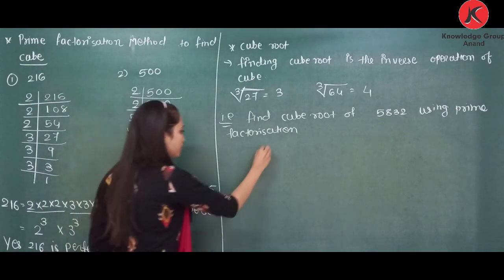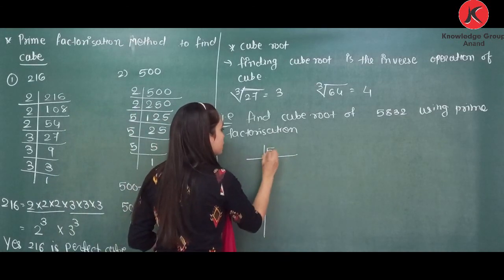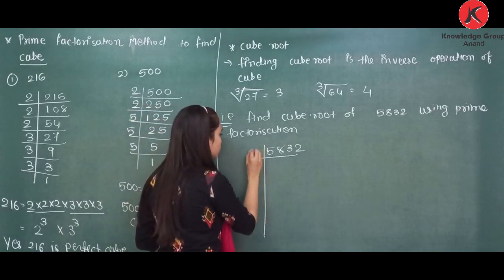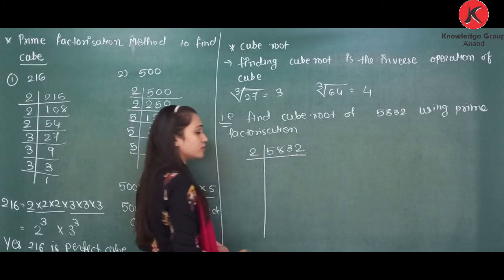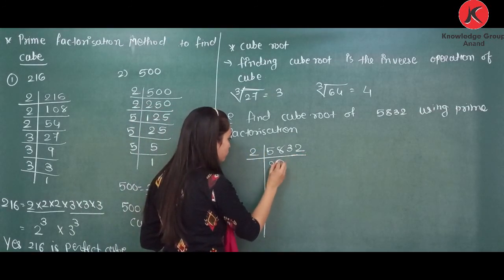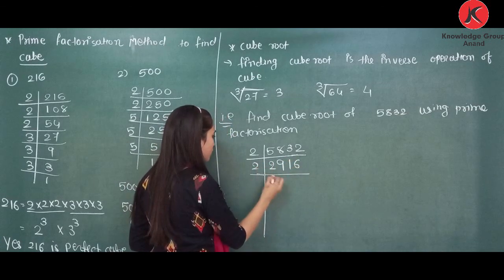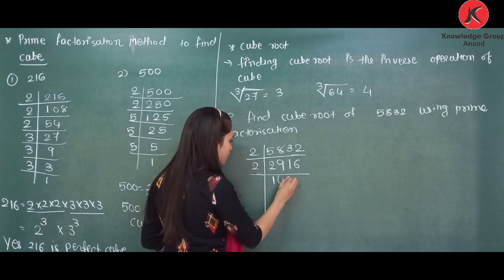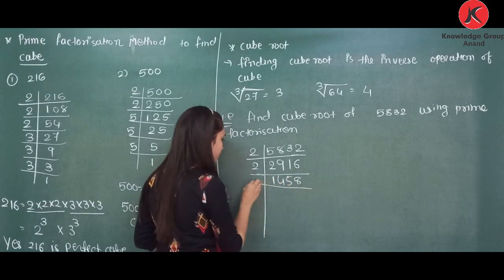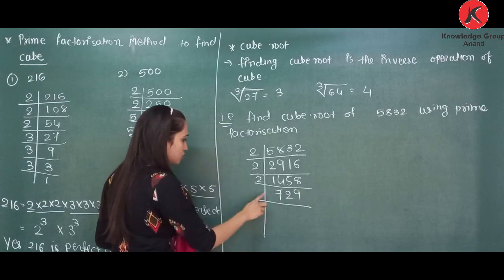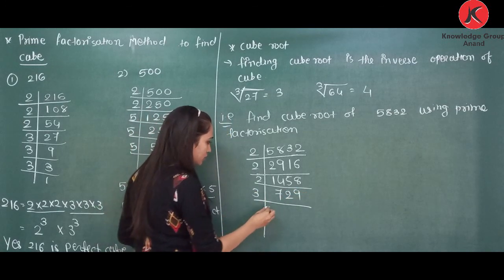So how can we find it? First factorize 5832. The last digit is 2, so we need to start from 2. 2 2s are 4. 2 9s are 18. 2 1s are 2. 2 6s are 12. 2 1s are 2. 2 4s are 8. 2 5s are 10. 2 3s are 16. 729. Now start with 3.